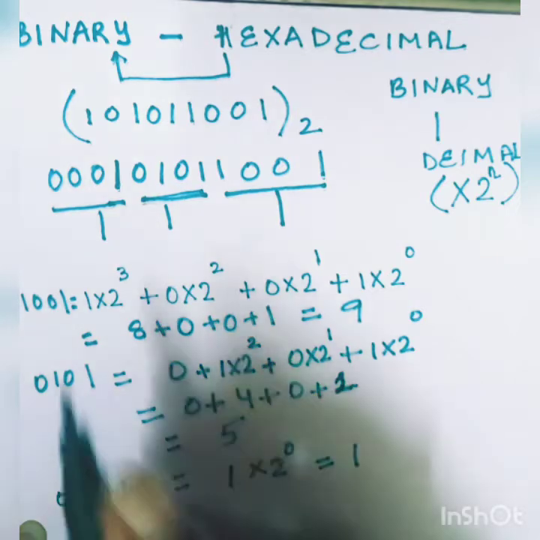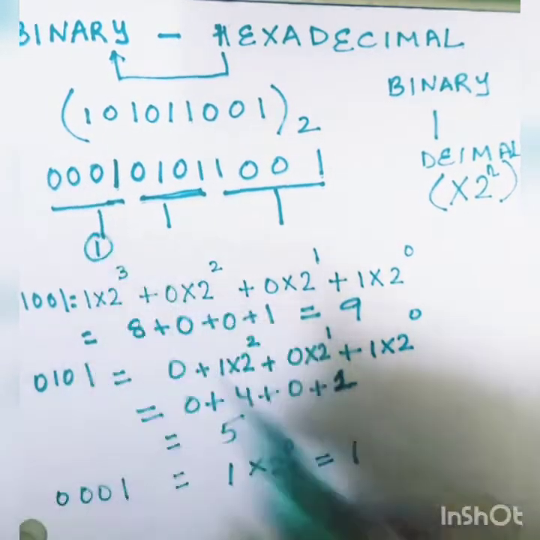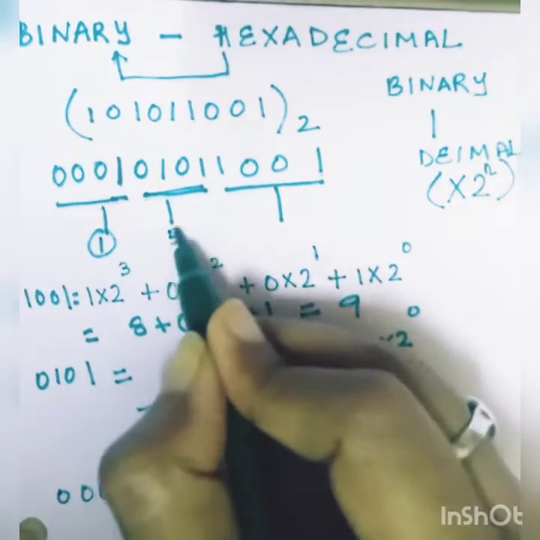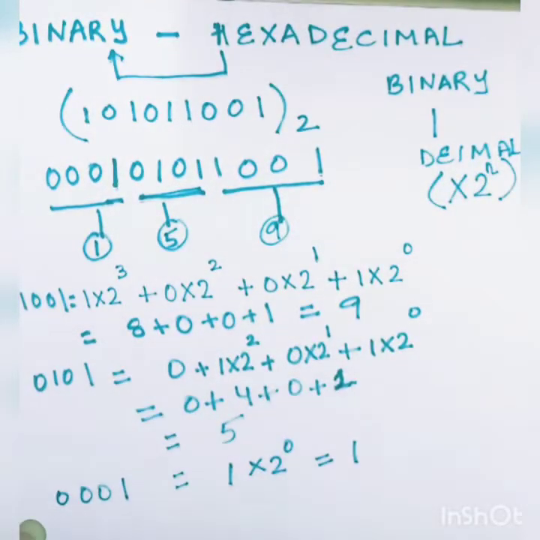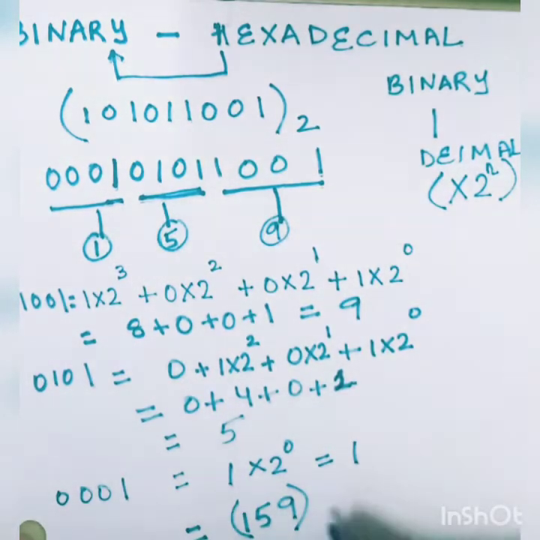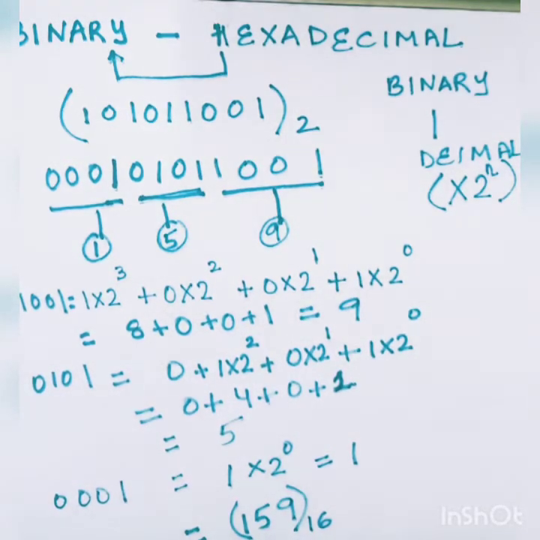So what are the numbers we got from here? 1. Here we got 5. Here we got 9. So what is the answer? Final answer: 159 base 16. So this is our final answer. This is how we convert binary to hexadecimal.